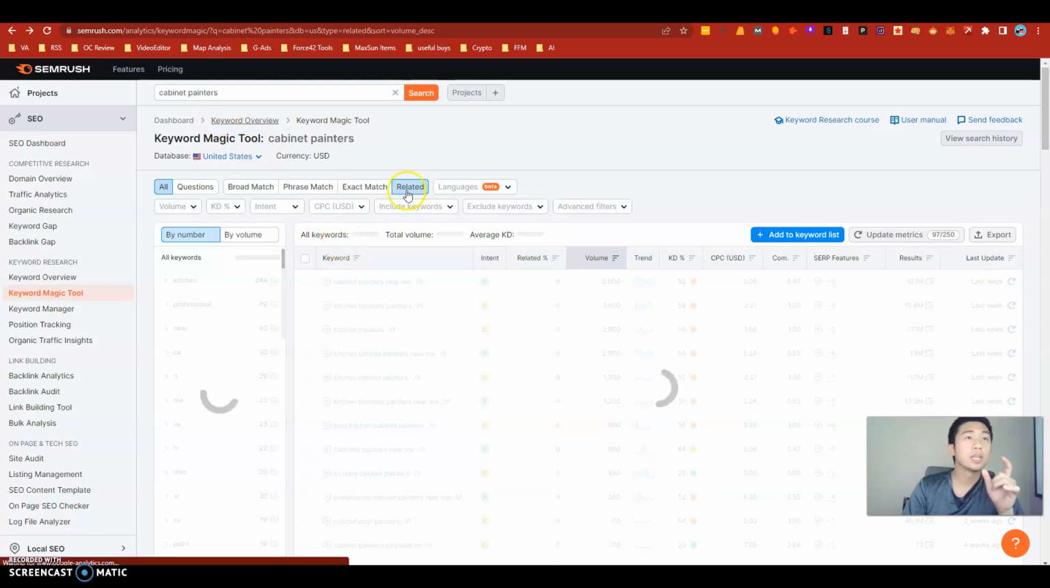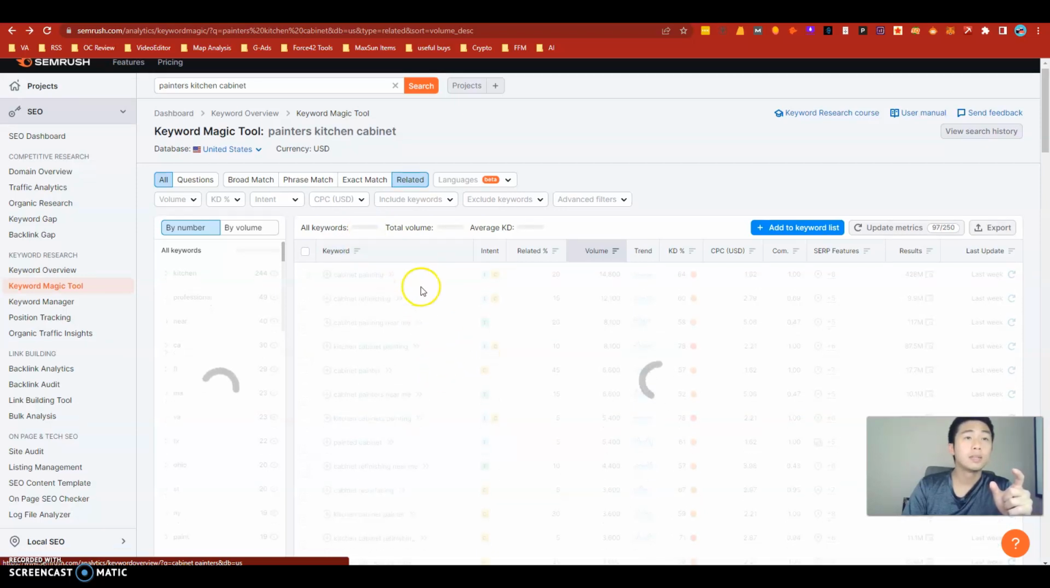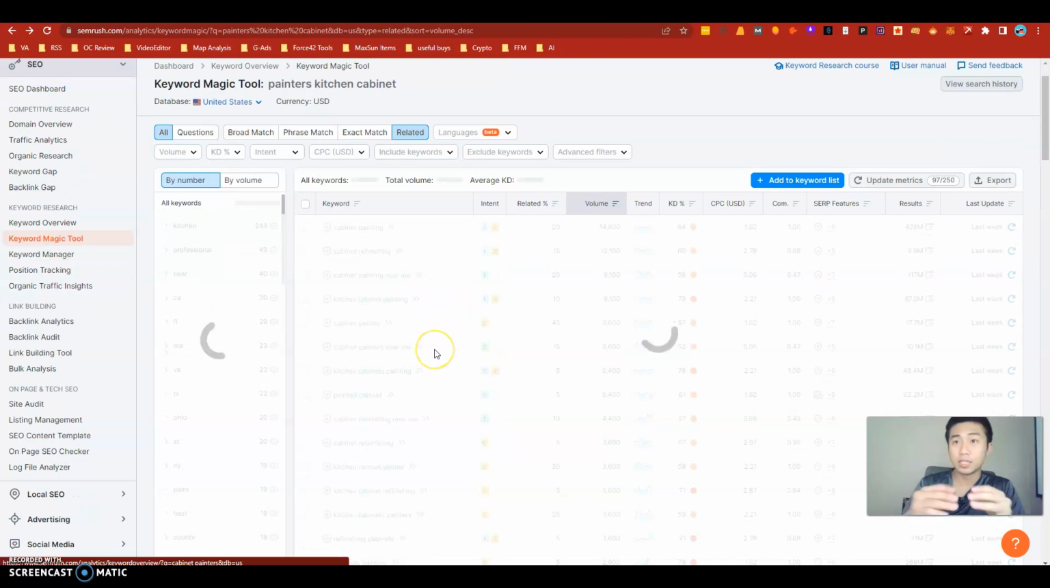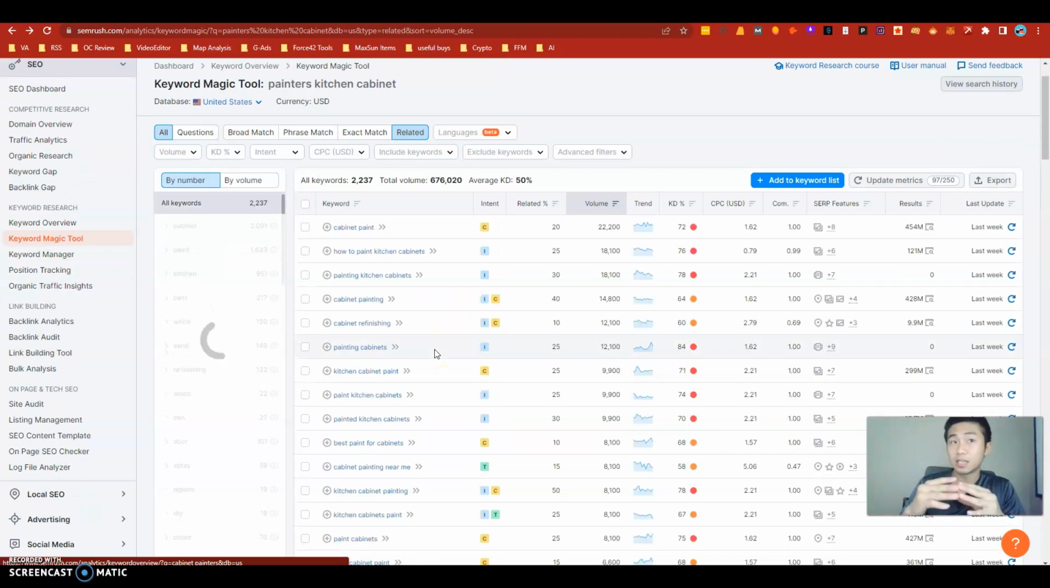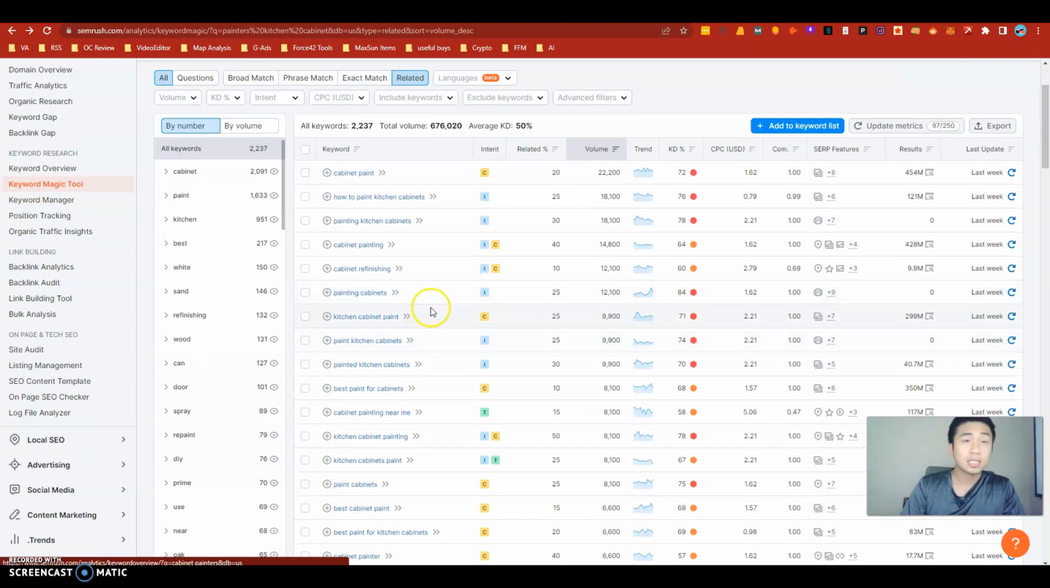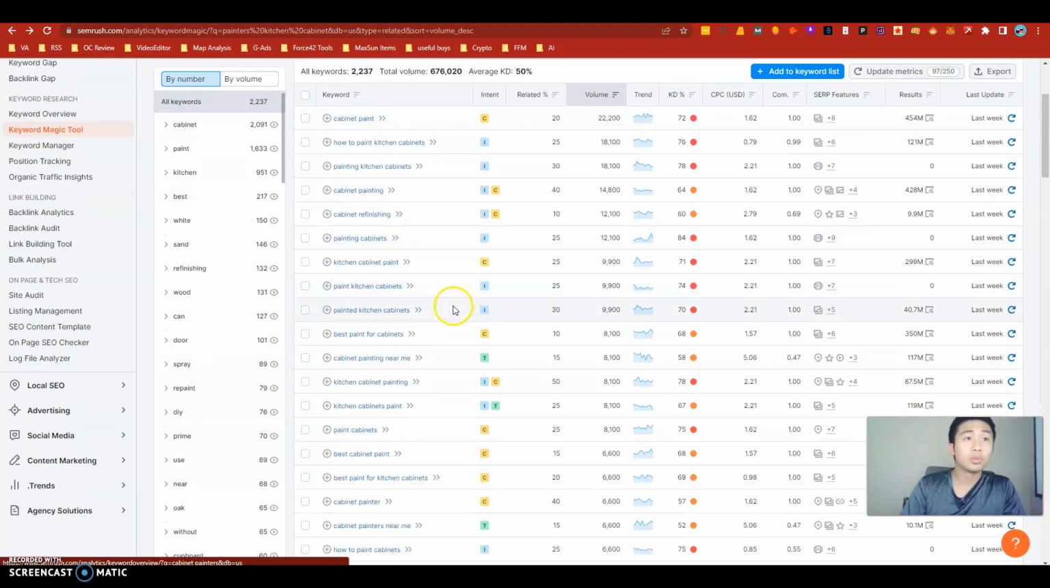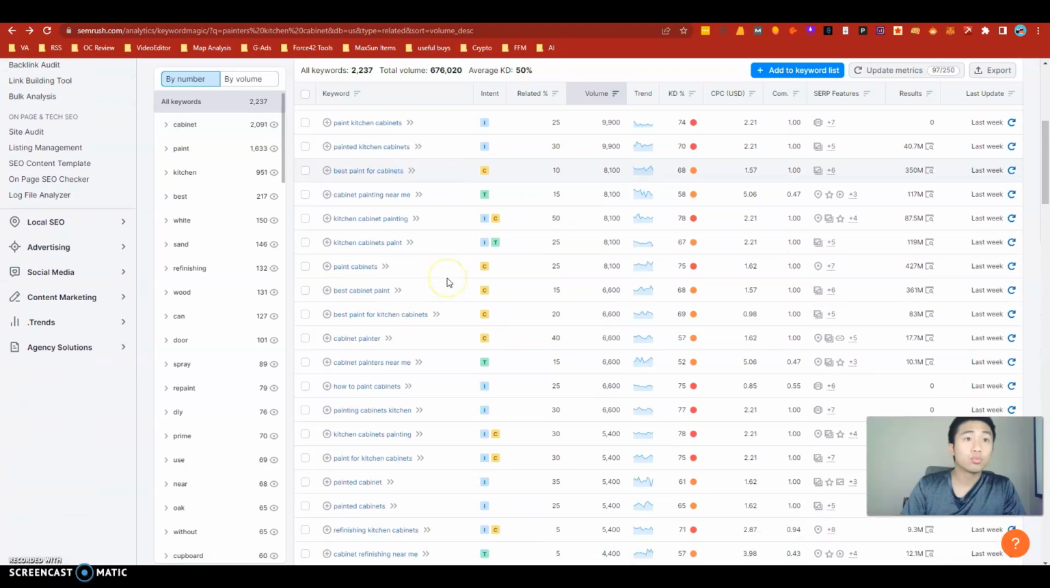Cabinet painters related. So I put cabinet painters related. I want to show you something really important here. If this would load. But you see the intent here? That's exactly what I wanted you to see. And let's see here. Here we go. So kitchen cabinet paint, the intention is informational and transactional.